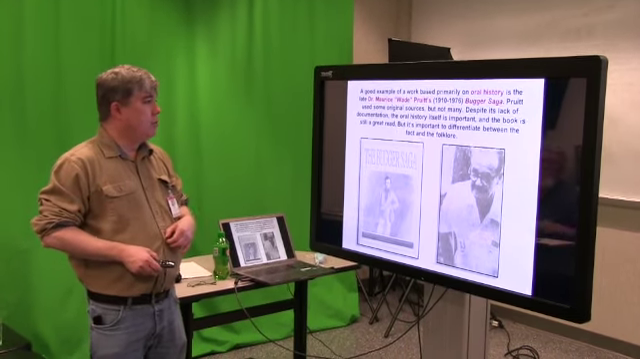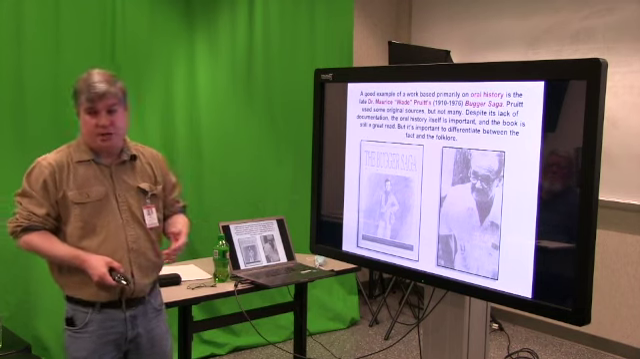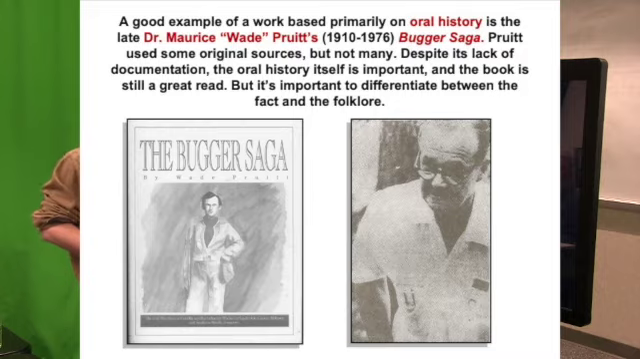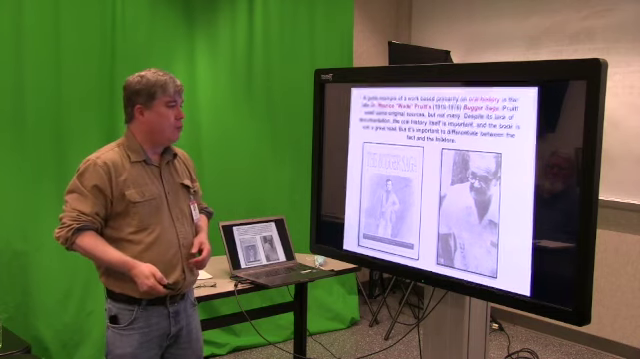So a good example of a work based primarily on oral history is, as I said, Maurice Pruitt's Booger Saga. He used mainly oral sources that he heard from his aunts, uncles, and grandparents. And I'm really glad he recorded those stories. And in one edition of the book, they published a Times Daily interview with him where he basically said, "I'm sorry if I haven't gotten the stories exactly right, but that's the way I remember hearing them tell them." So he says he's basing his book on folklore. And I'm glad he recorded that folklore. But it's important to try to differentiate as much as possible between fact and folklore.